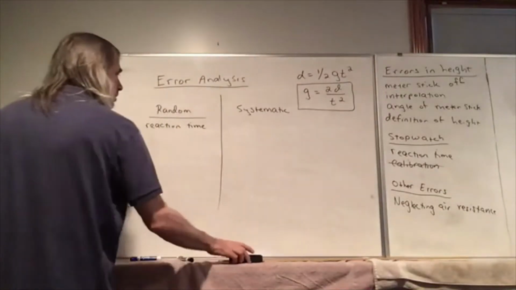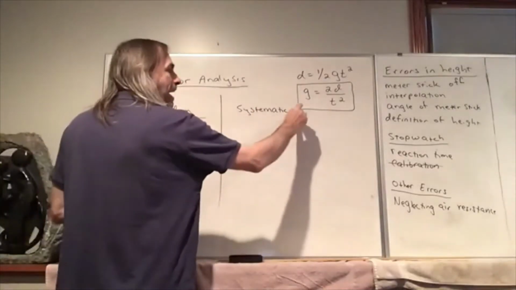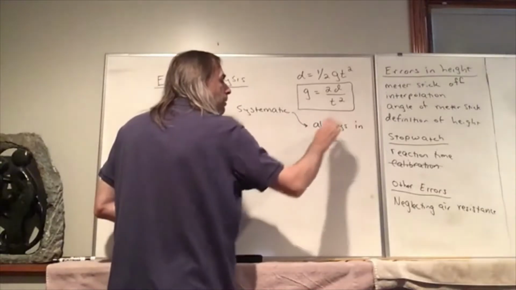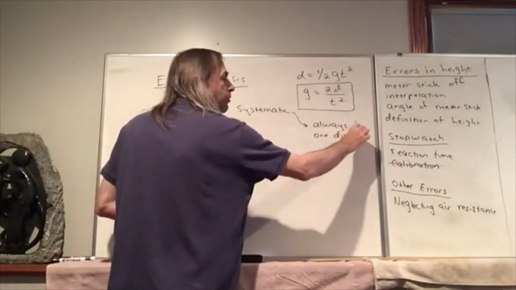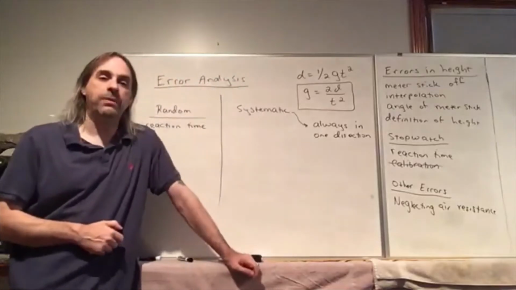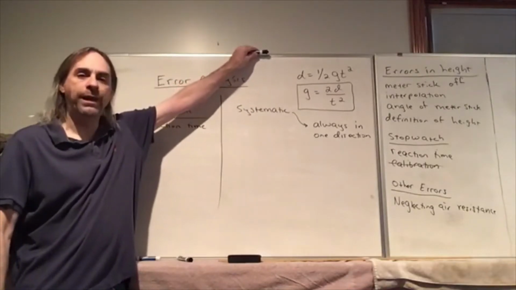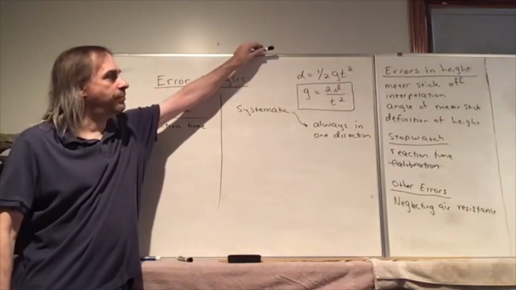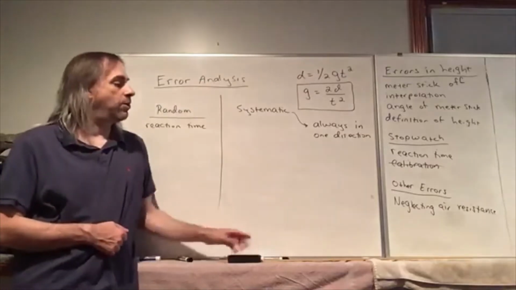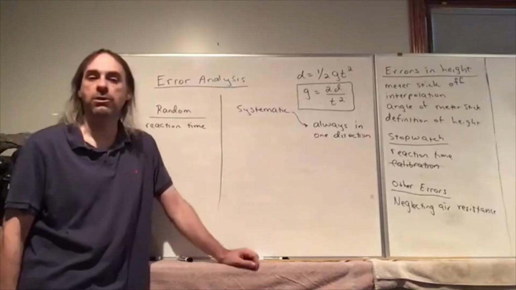Systematic errors, these are always in one direction. They always push the result in one direction. So let's look at an example of a systematic error, and that is neglecting air resistance. Because air resistance is always going to slow the object down. So our time is always going to take longer to fall if air exists than it would fall in a vacuum. And so air resistance is always going to throw off our measurement in one direction.